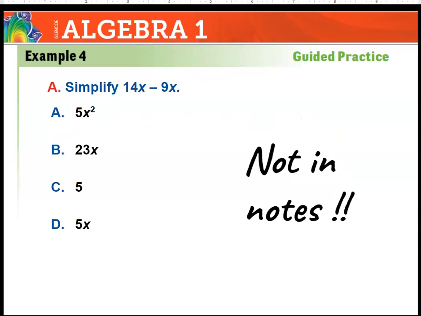Okay, this example is not in your notes. Go ahead and try this one on your own. You have 14x minus 9x. Go ahead and pause the video and see if you can get the right answer. So go ahead and pause the video now.